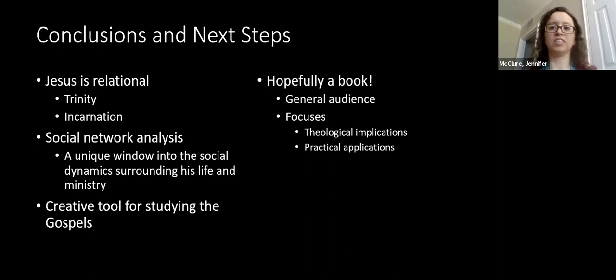Down the road, I would love to write a book on this. It might be a while, but I'd like to write a book that's not geared towards scholars, but toward your average person who's not a college professor, and that can introduce some of these ideas without getting bogged down in some of the technical details, and that can focus on the theological implications of Jesus' social network and then practical applications for how we ought to live based on how Jesus interacted with people in his network. And a lot of the more practical implications that we've talked about today and the previous 2 sessions will be key parts of this book that I look forward to writing at some point, hopefully in the next 5 years.